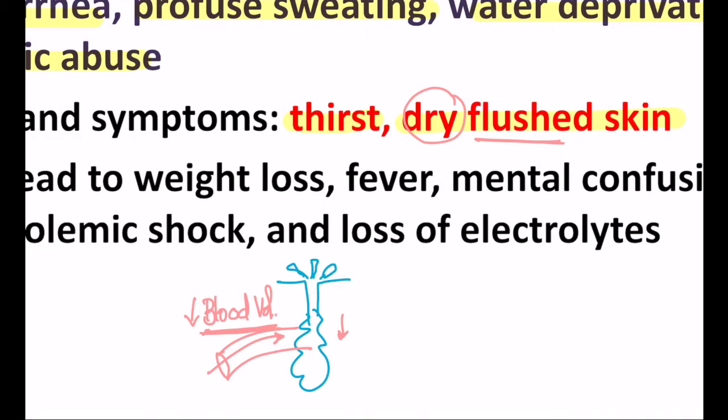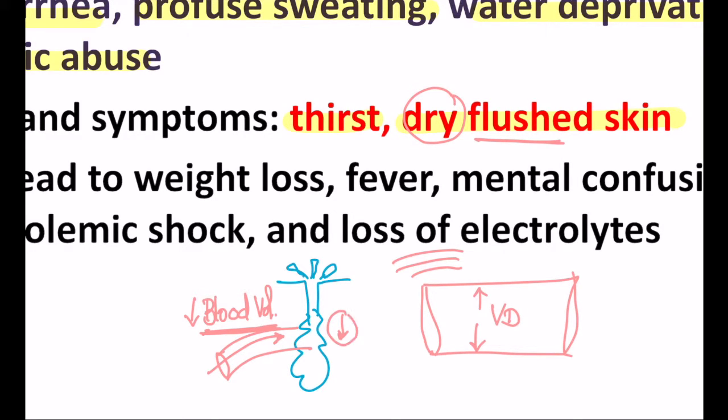But why is it going to be flushed? Another way by which the body is going to be responding to an increase in its temperature is by dilating the vessels located in the skin. And by dilating the vessels in the skin, this allows the heat to be released to the outside of the body by radiation. So again, why would I develop, in case of dehydration, dry, flushed skin?